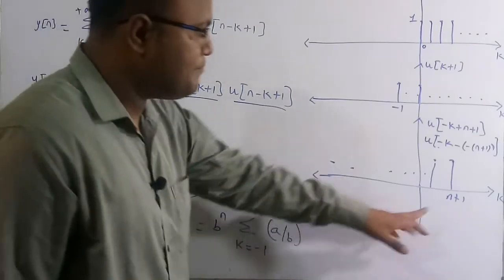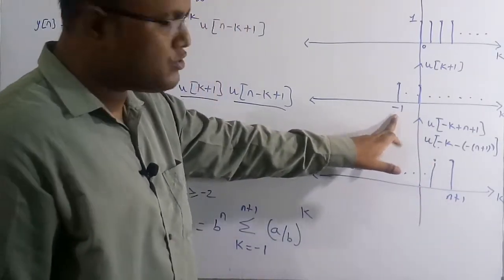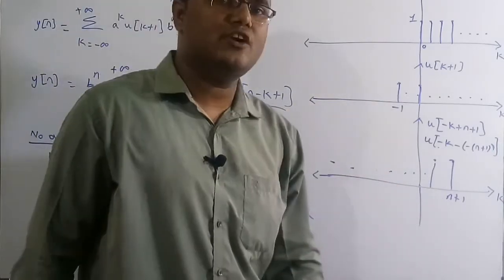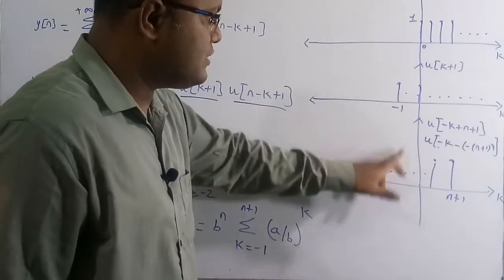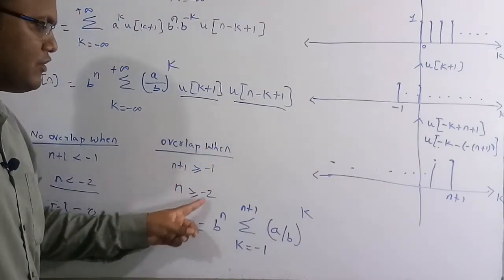So there is overlap for n plus 1 greater than or equal to minus 1. There is overlap, which means a non-zero value can exist. So therefore we can conclude that there is overlap when n plus 1 is greater than or equal to minus 1. So therefore n is greater than or equal to minus 2.